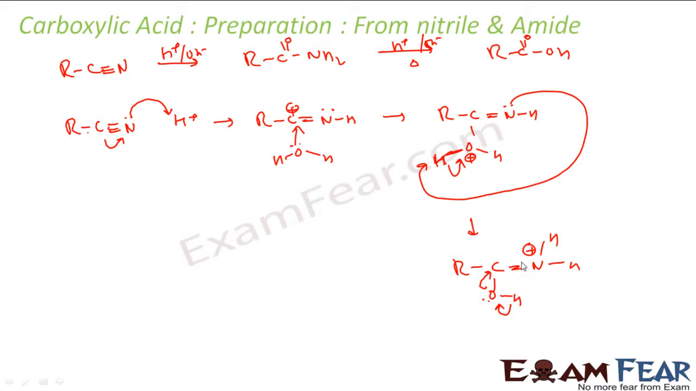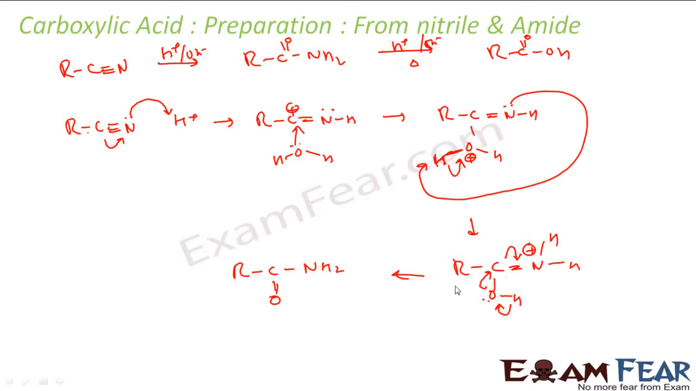and this bond will also break. So nitrogen will get neutralized. So with this you get RCNH2, and there is a double bond. Correct? That's how you get.